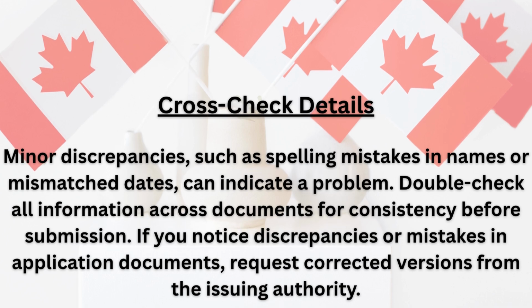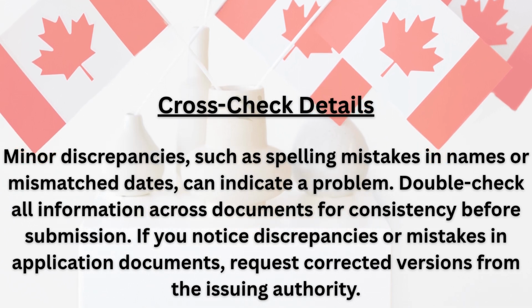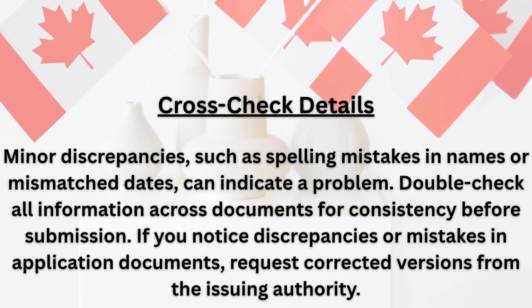Cross-check details. Minor discrepancies, such as spelling mistakes in names or mismatched dates, can indicate a problem. Double-check all information across documents for consistency before submission. If you notice discrepancies or mistakes in application documents, request corrected versions from the issuing authority.